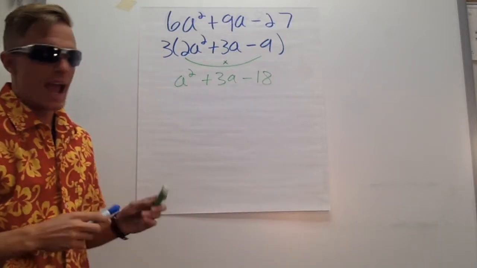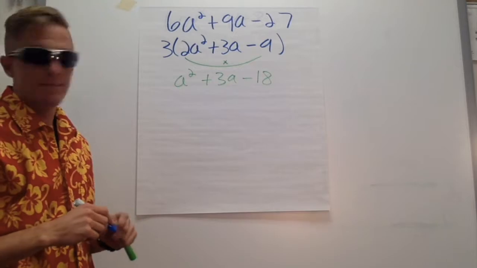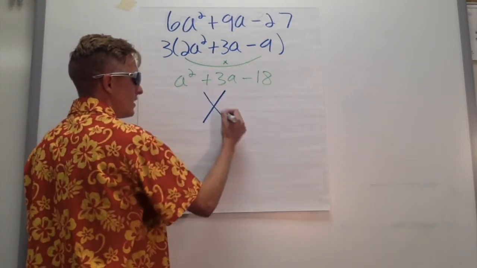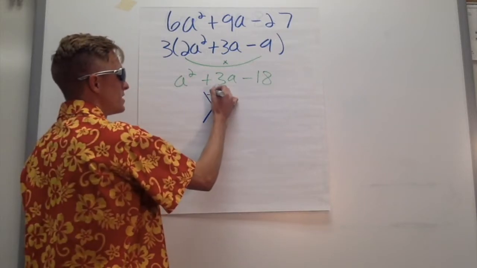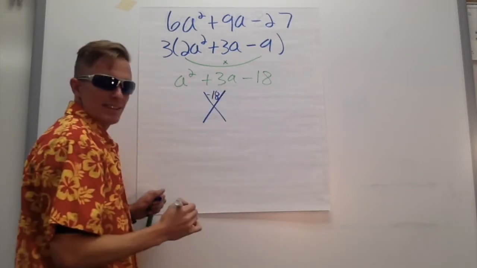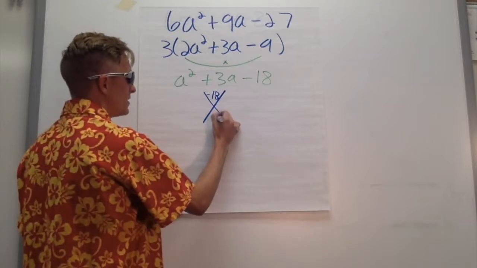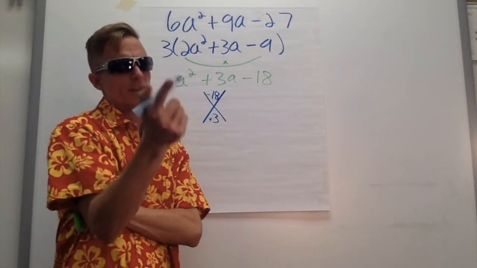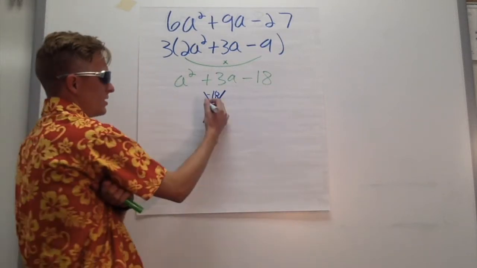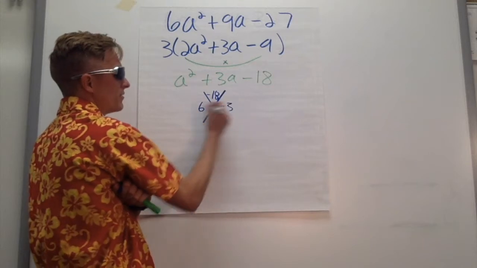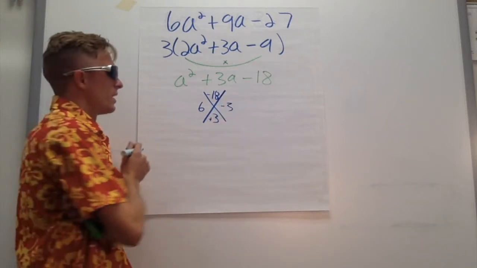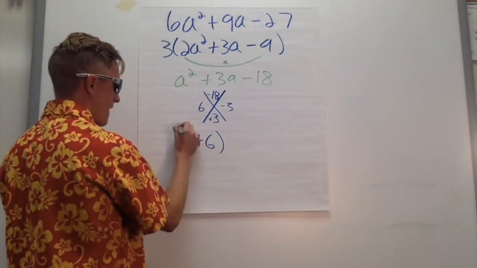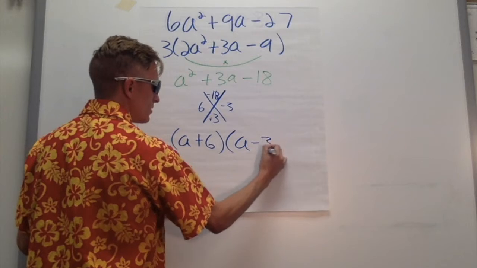All right? And now we x factor it. What two numbers multiply to negative 18 and add to positive 3? Well, let's think about that. You know what? 6 times 3, I think, is going to help us. So let's do positive 6 and negative 3. Okay? Set up your factors. So we have a plus 6, a minus 3.